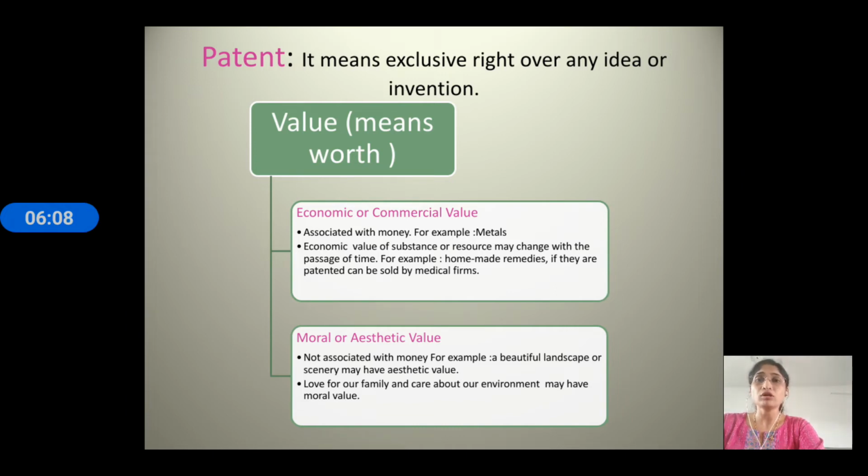The second one is moral or aesthetic value, not associated with money. For example, a beautiful landscape or scenery may have aesthetic value. Now, we go to the parks, we enjoy the scenery, but do we pay money for it? No. Even the love of your parents, you love your parents, your siblings, does it have economic value? No. Same way we love our environment, that is our moral value. Okay, that is our love, affection which we show towards each other and towards the environment. Clear with both the values, economic or commercial value, and moral or aesthetic value.